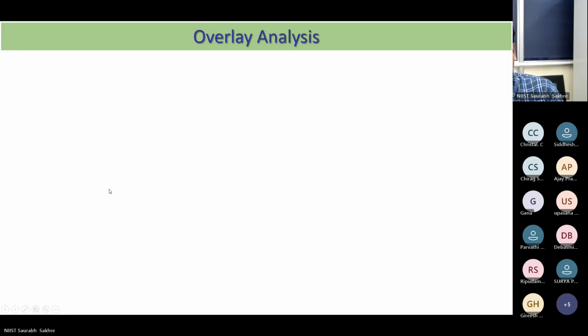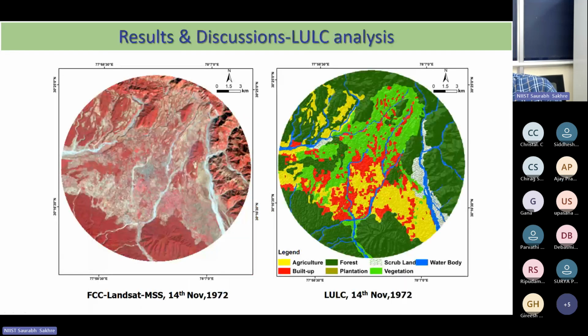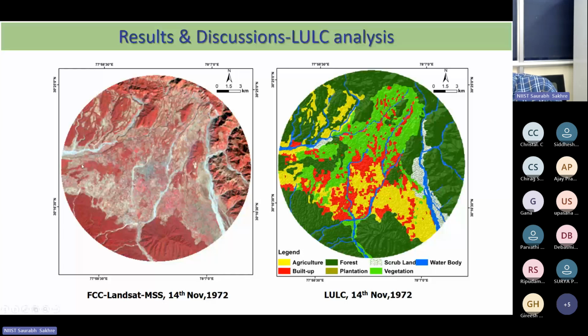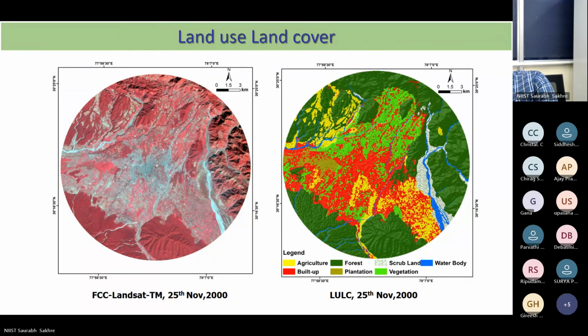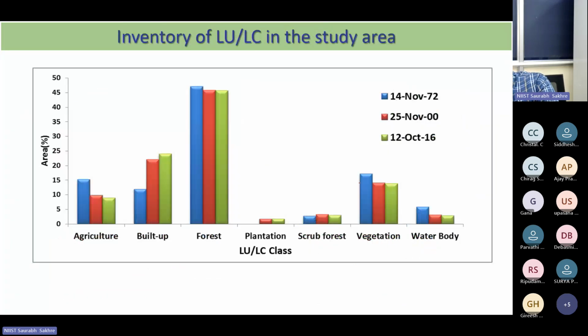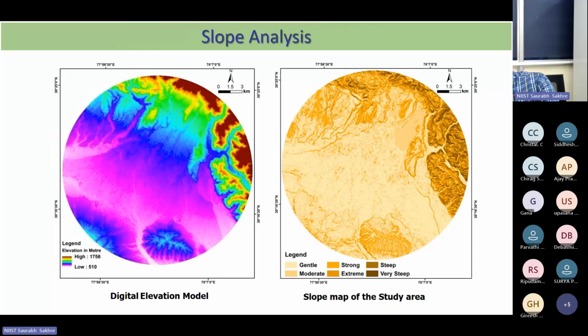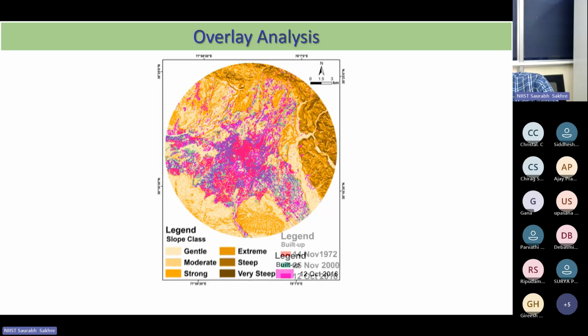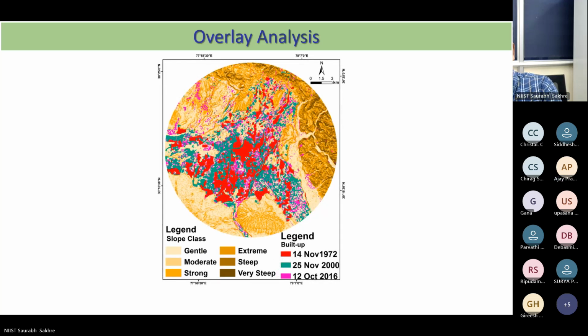See, first we worked out the land use land cover analysis for 1972, 2000, and 2016. So built-up classes are there. Now you can see here the built-up classes, the red ones. These built-up classes we extracted, and then we prepared the slope map using the digital elevation model. All three built-up classes we overlaid on the slope map, which you are seeing on the screen now. So the parameter is the built-up area, which we have superimposed on the slope map.